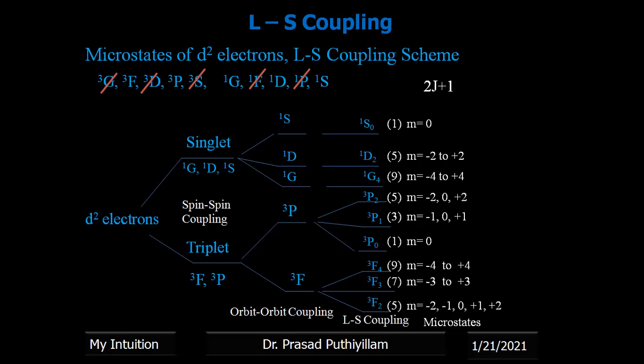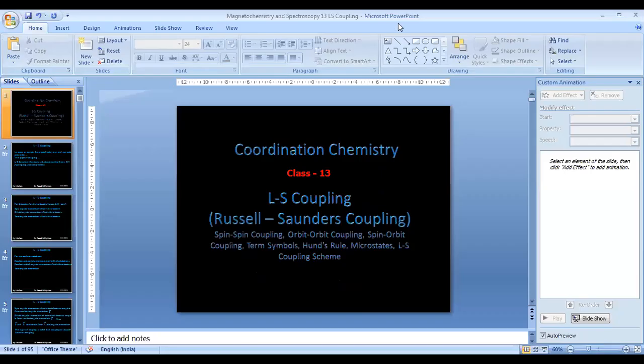Therefore, with these terms, one can explain the spectral behavior for a d2 electron as well as the magnetic property. Hope you understood this video. It was a little bit lengthy, but still it covered almost all the terms that I taught in the class. Hope you enjoyed this one.